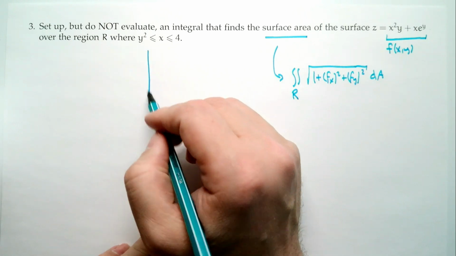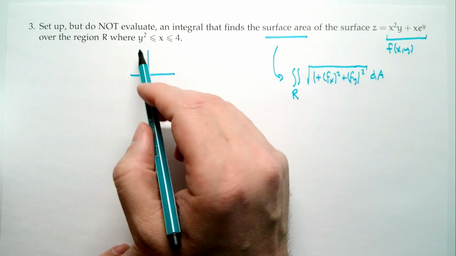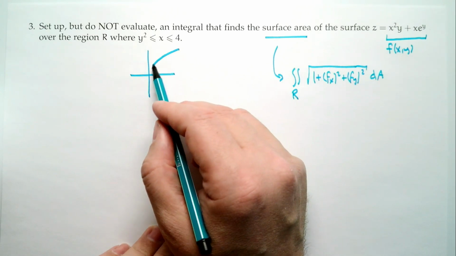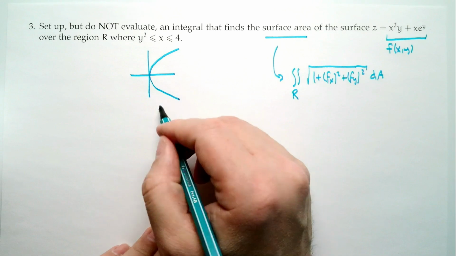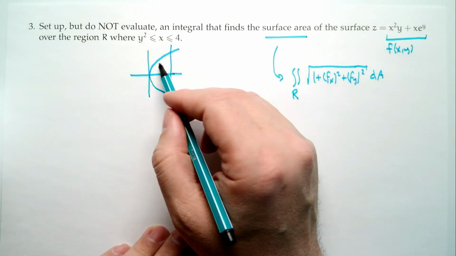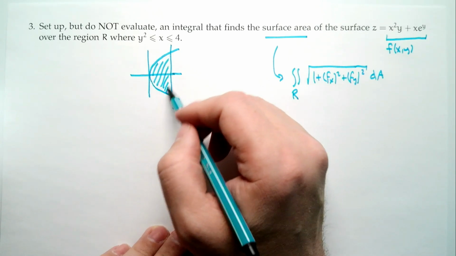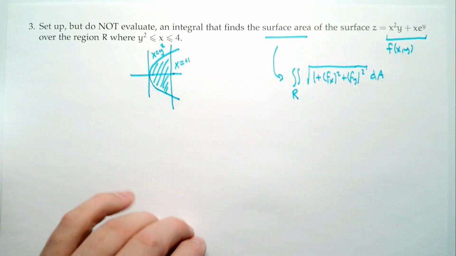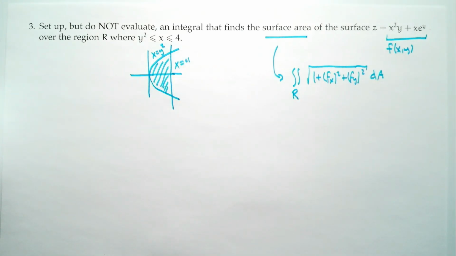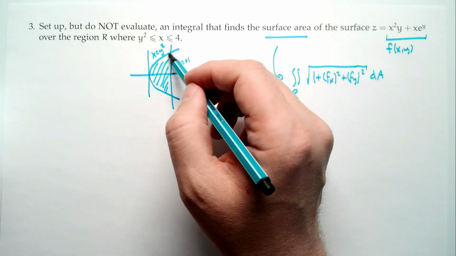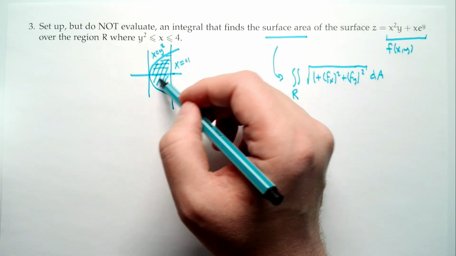So let's sketch that. We have y squared less than or equal to x. So x equals y squared is a sideways parabola. So we have our x equals y squared. And x equals 4 is a vertical line. So our region will look something like this. So from here we say, oh, well, the best way to describe this probably is just to use what we already have. We already know where x goes from. So we know that x is going between y squared and 4.